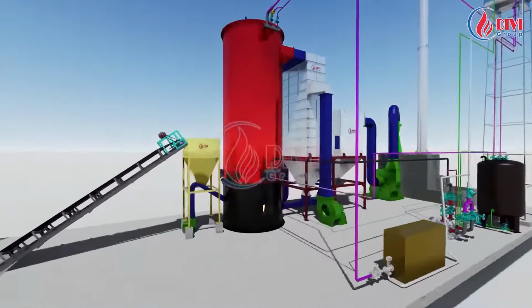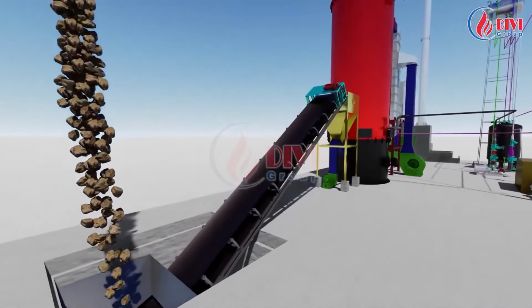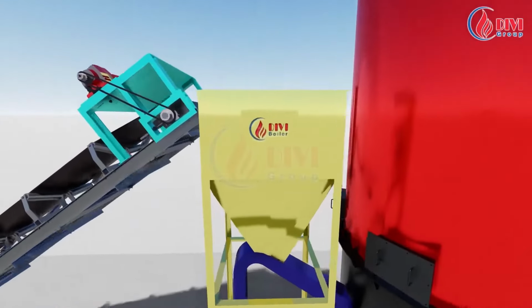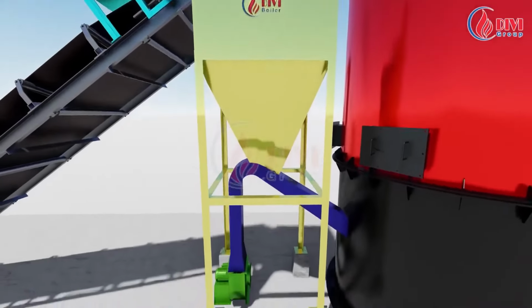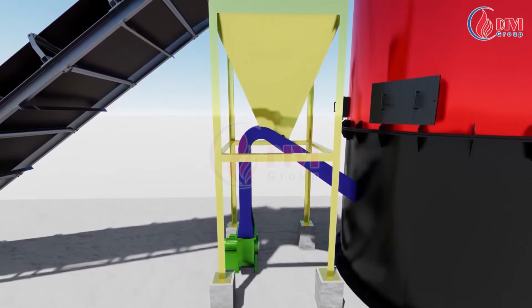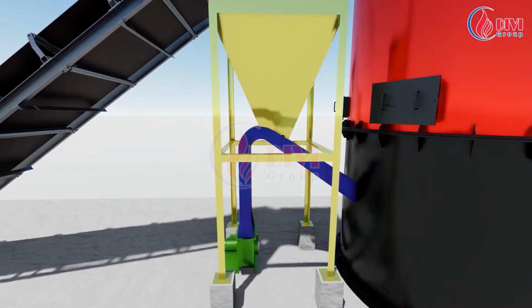At the beginning, the fuel will be put into the conveyor hopper. This hopper is usually located in the fuel warehouse. From here, the fuel will be conveyed by the conveyor belt to the feed throat before being supplied to the furnace of the fired thermal oil heater. At the feed throat, thanks to the fan system, the fuel is moved into the furnace and evenly spread across the grate.